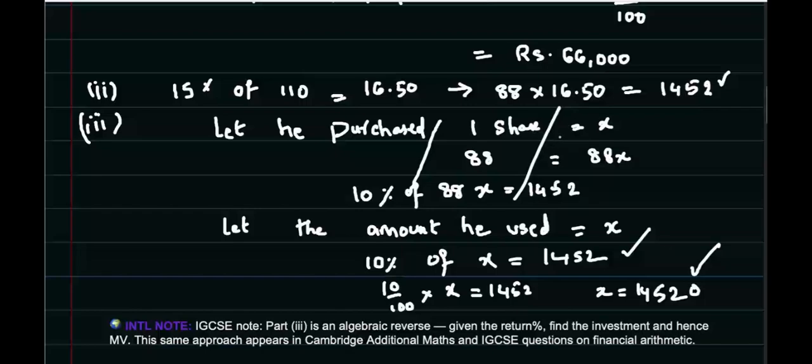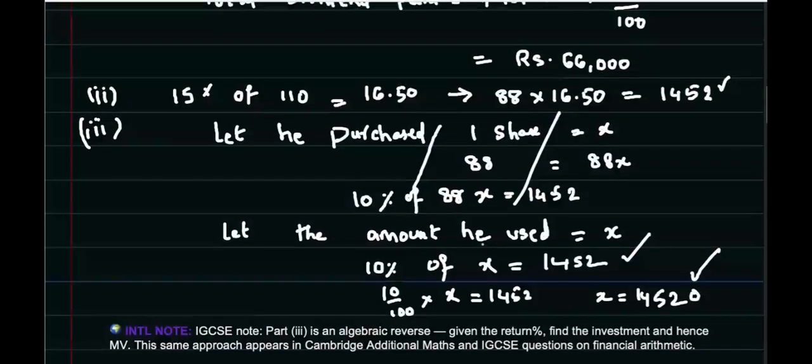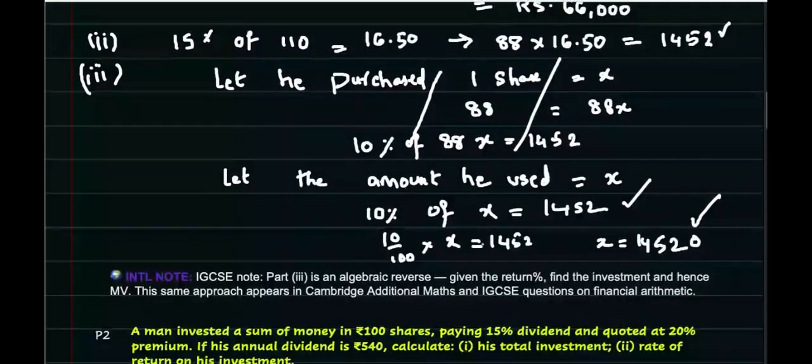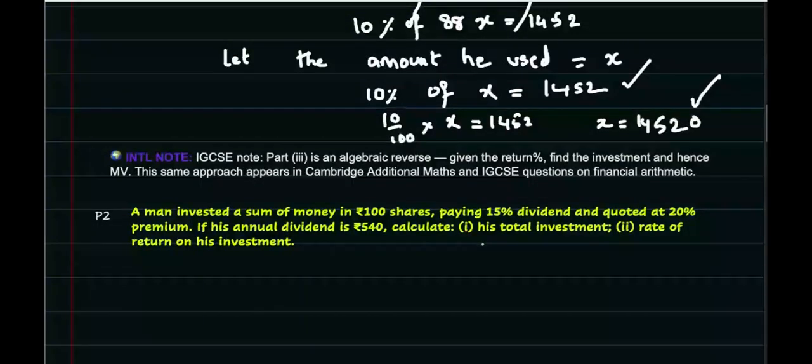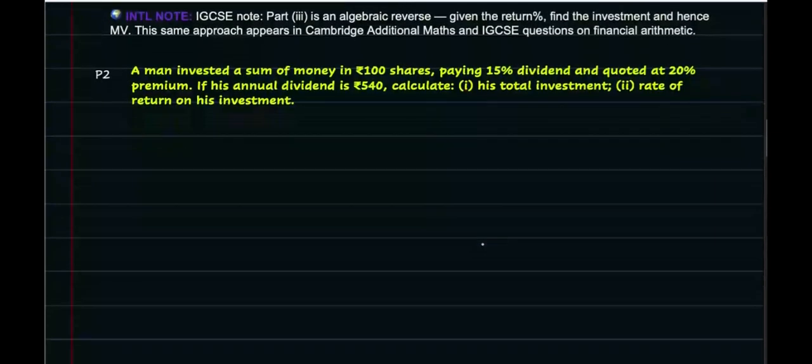Understood? So this step was not required. You can directly do this. Understood? So for international IGCSE students, this is an algebraic reverse. Whenever the return percentage is given, we need to find the investment and the market value. This same approach appears in Cambridge Additional Math and IGCSE questions on financial arithmetic as well. So you can utilize this approach. Moving on to the next problem.